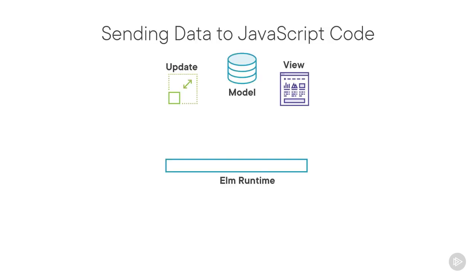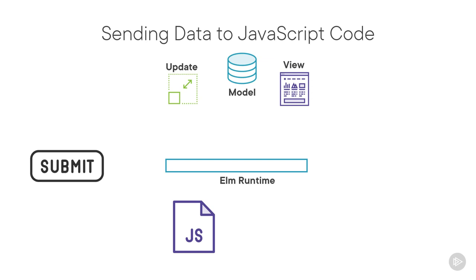Here is the big idea of how to send the data to JavaScript code using ports. Let's say our web app has the usual model, view, update, and Elm runtime components. Recently, we added some JavaScript code to the web app, and we need our Elm code to send some data to the JavaScript code. To trigger sending data to JavaScript, let's say the web app has a button which a user presses, the event goes to the Elm runtime, and the message goes to the update function, which returns a new model and a command.